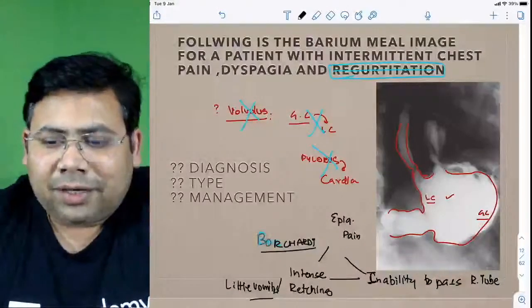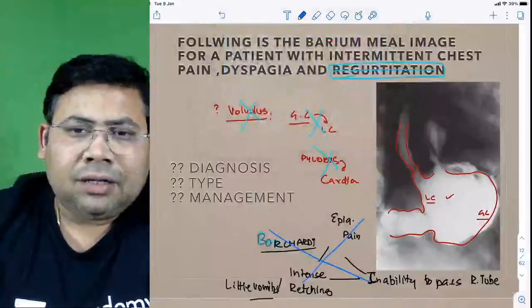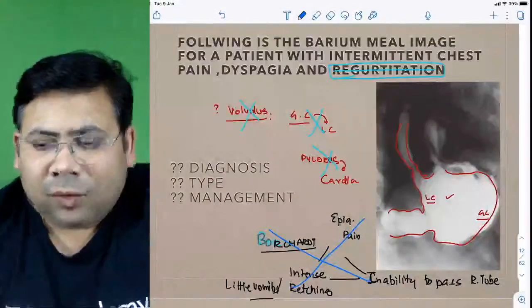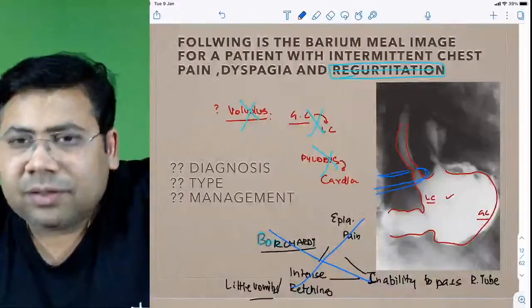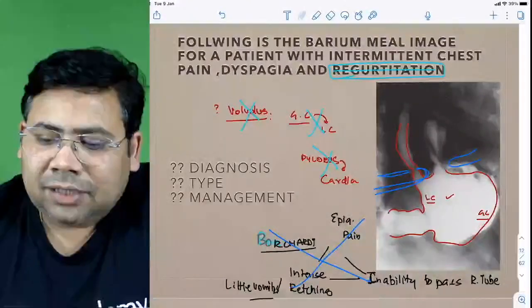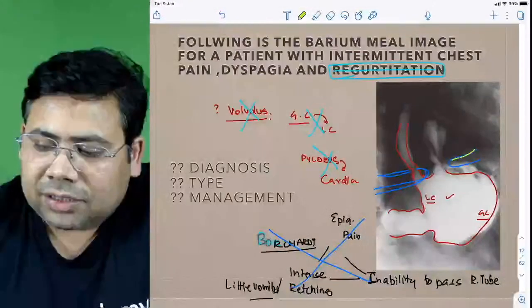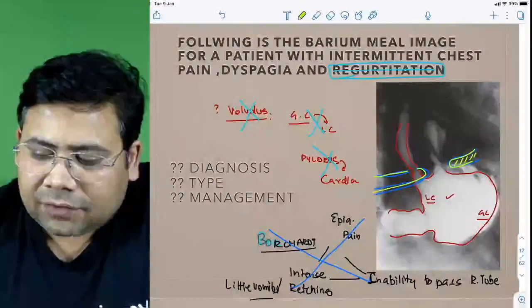So, bache, it could be anything, but it could not be a what? Yes, a volvulus. Can't you appreciate this thing, bache? What is this? What will be present here? This is the left crus or right crus? This is the right crus. This is the left crus of the diaphragm. This is the right crus of the diaphragm.